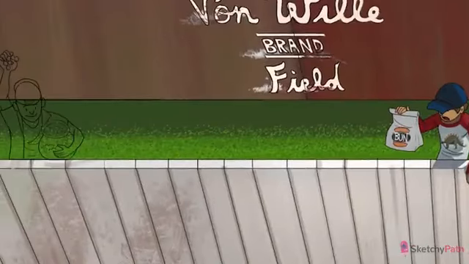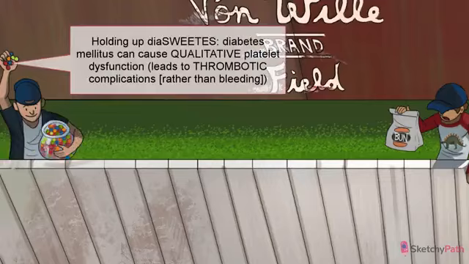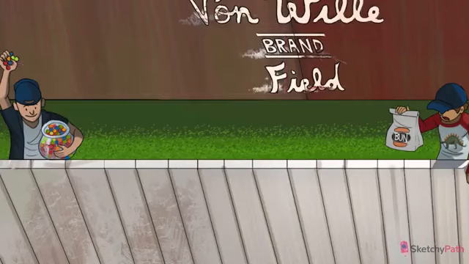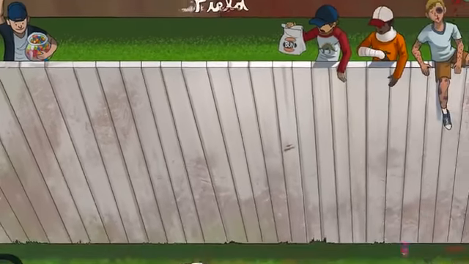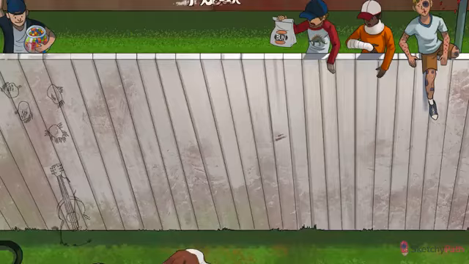The last acquired platelet defect we'll cover in this sketch is diabetes. Maybe a few of those Dia-Sweeties candies will get the beast's attention. Besides causing a million other physiological changes, diabetes mellitus can also affect platelet function. However, unlike the other conditions we'll discuss, diabetes causes thrombotic complications instead of bleeding. So send in the dirt clods.